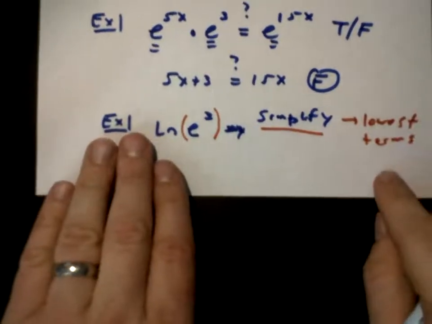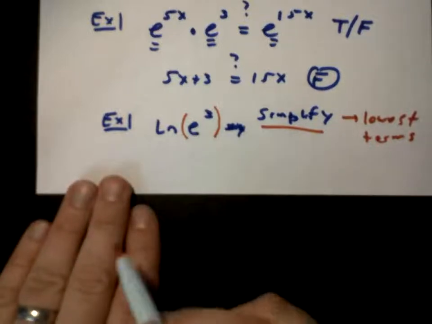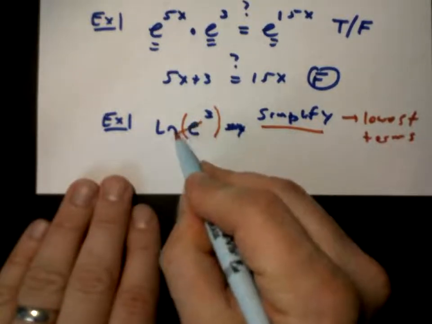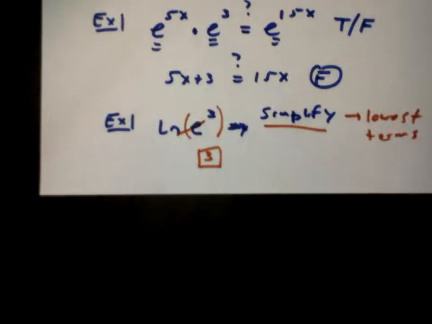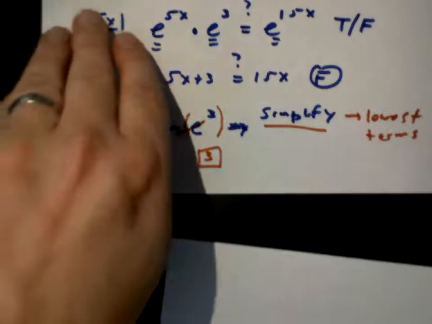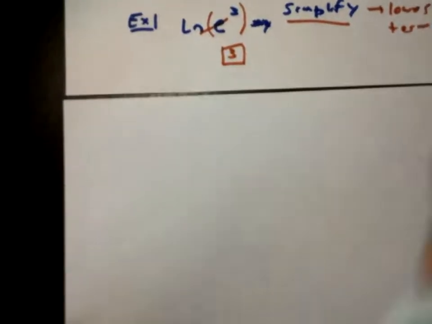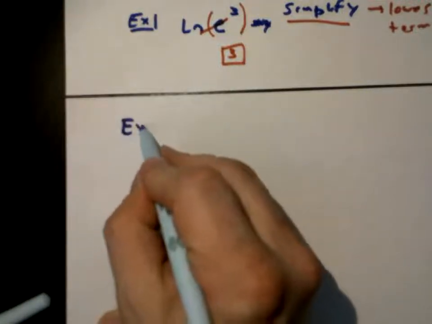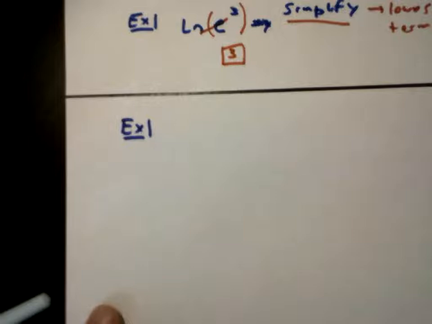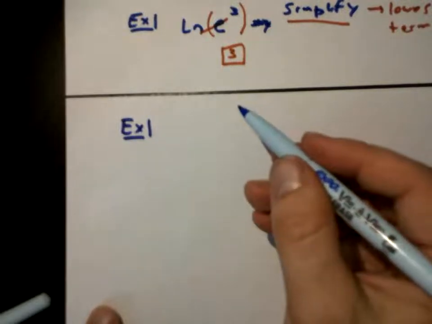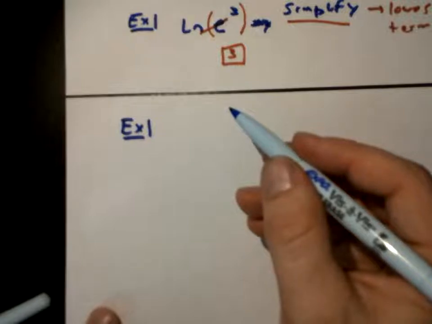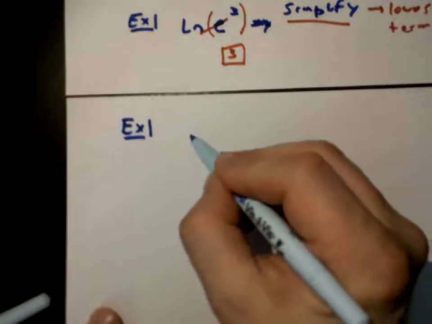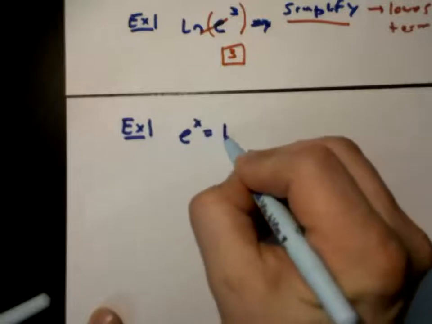without any other factors. So remember that ln and e are inverses. So these are inverses, so it looks like 3 is your answer. That was not bad. That was not bad at all. All right, let's do a couple more here. Hopefully this is making a little bit more sense. The more you do of these, the better you're going to get at it. What if we do e to the x equals 1?